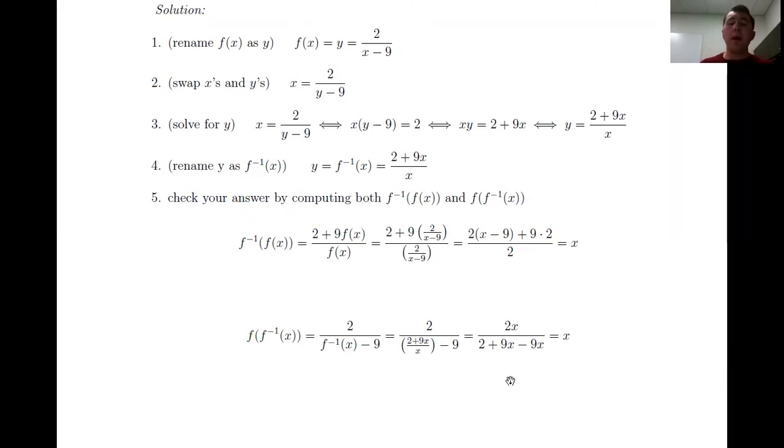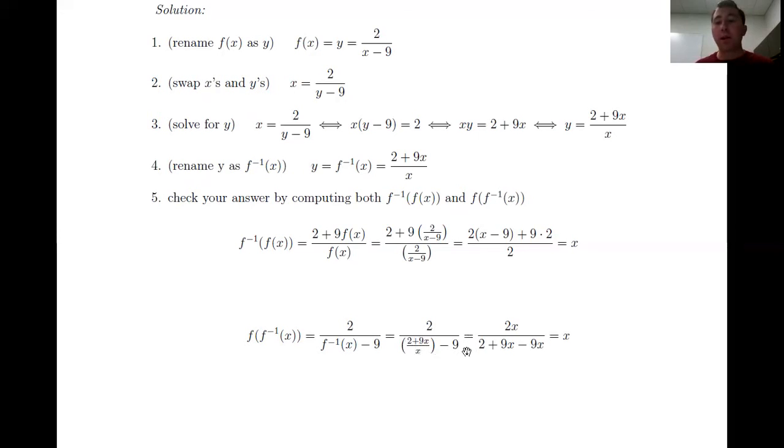And this one's a bit easier to take care of. Instead of multiplying by x minus 9 on top and bottom like I did in our previous check, here I'm just going to multiply by x on top and bottom. Doing so will pick up an x term in the numerator, so I'm left with a 2x. But in the denominator, the reason why I did this is that the x in this tiny denominator, in this fraction within the fraction, the x's cancel, and I'm just left with its numerator, 2 plus 9x, minus 9x, right?